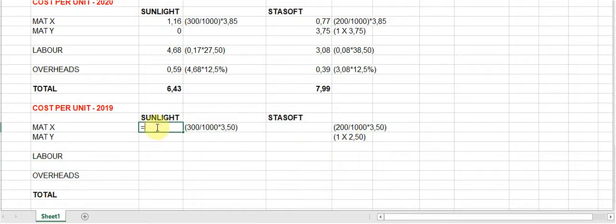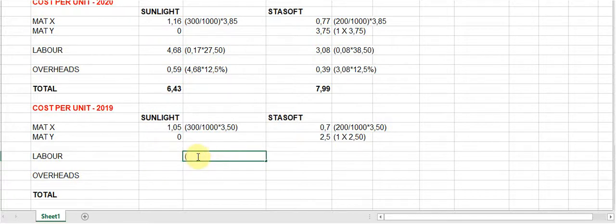So this is going to be 300 divided by 1,000 times 3 Rand 50. And this is going to be 200 divided by 1,000 times 3 Rand 50. Then for material Y, this will be nothing. This will be R2.50. The labor was charged at 25 and 35 Rand an hour last year.